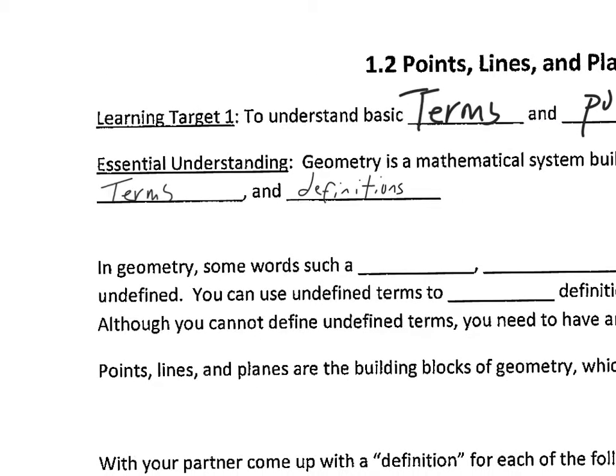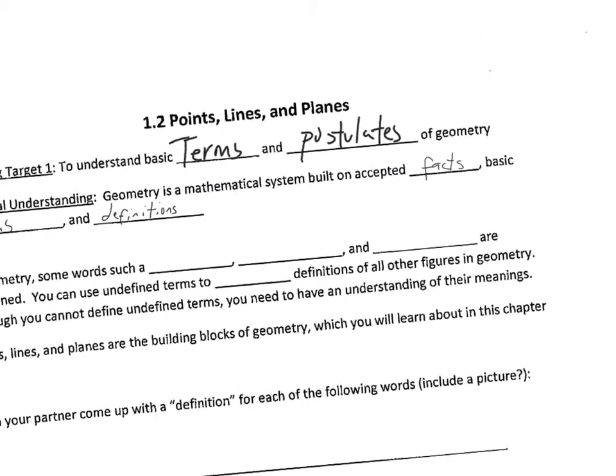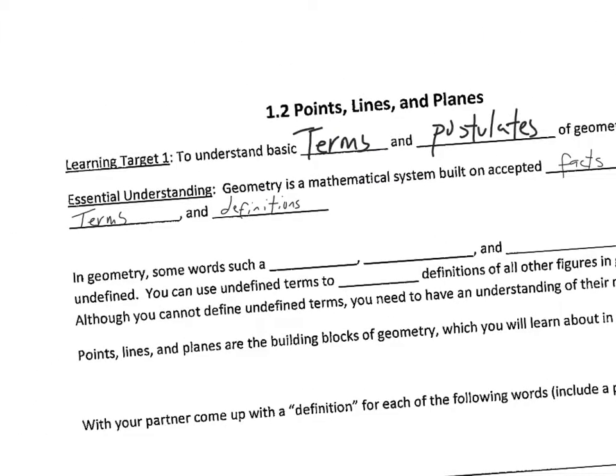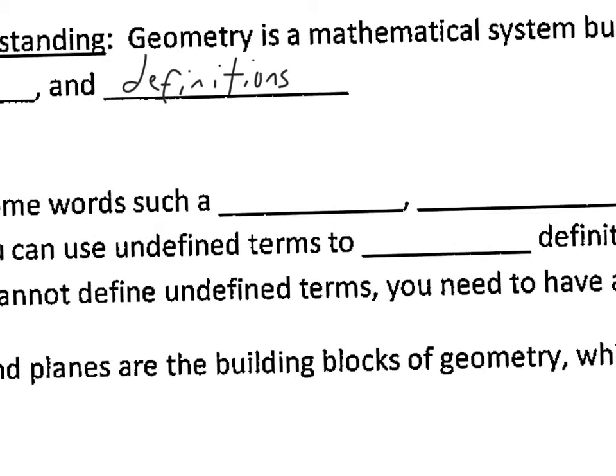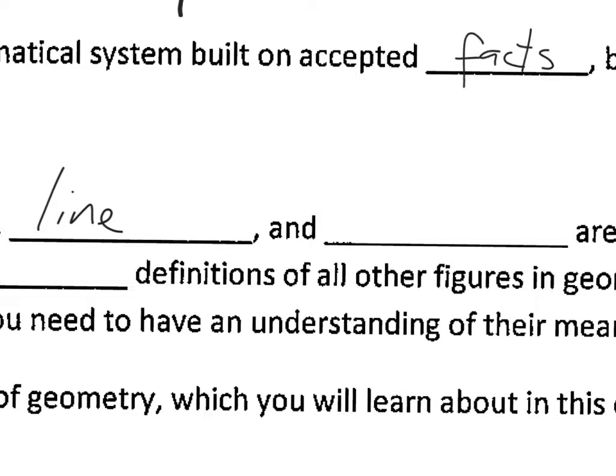So, in geometry, some words are undefined. There is no definition to them. You can't open up a dictionary and find this definition. We have three words like that. These three words are point, line, and plane. Point, line, and plane. There is no definition for those three words.